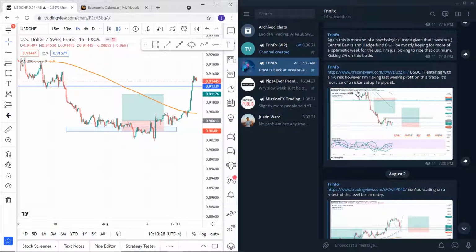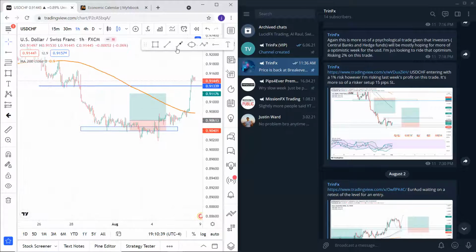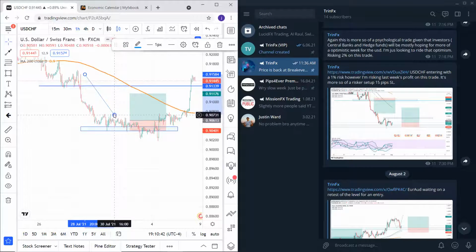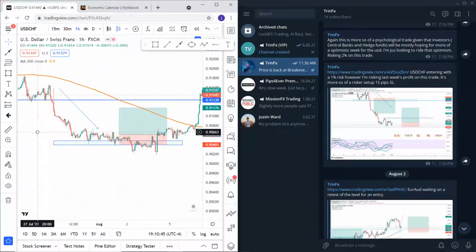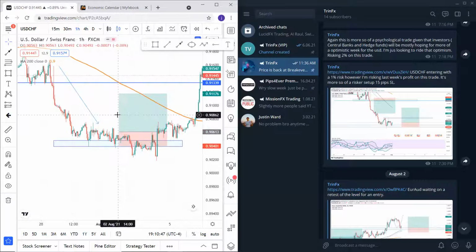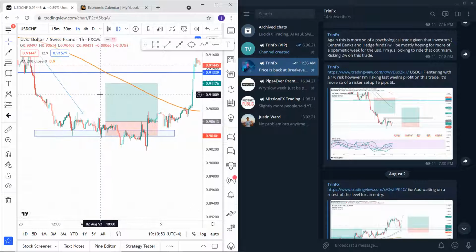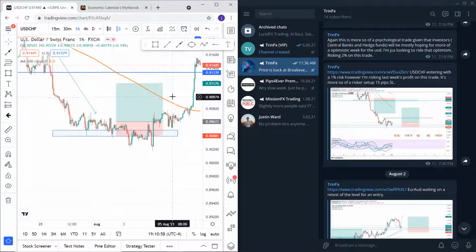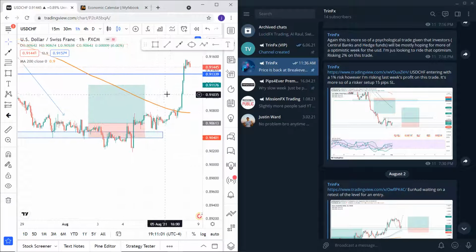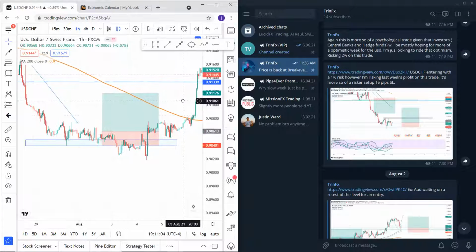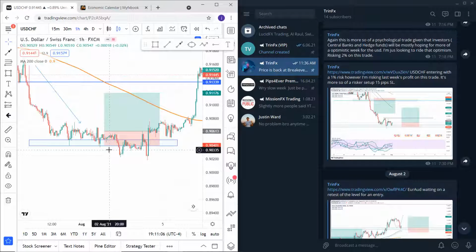So like I said right here, I was entering with a 1% risk. However, I was risking last week's profit on that trade. It's more of a riskier setup, once again, because we did have that strong bearish push to the downside. And this is the thing about trading retracements: you don't always know when that retracement will end. It's not something you can predict with 100% certainty. There are ways you could deduce where it may end, but it's a riskier thing to do.